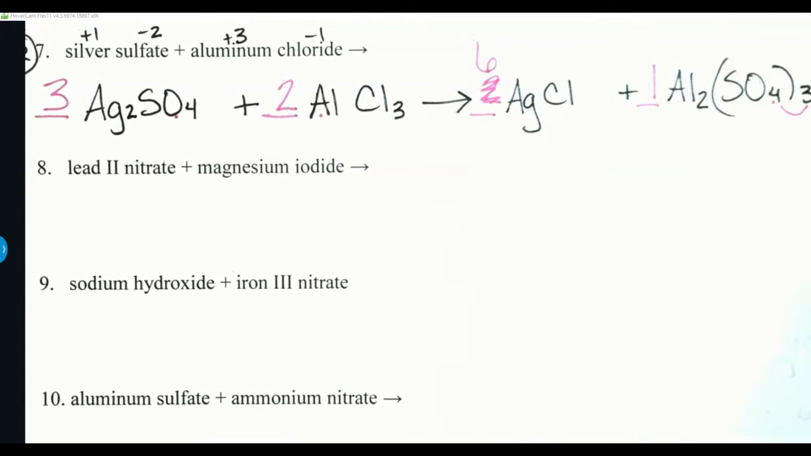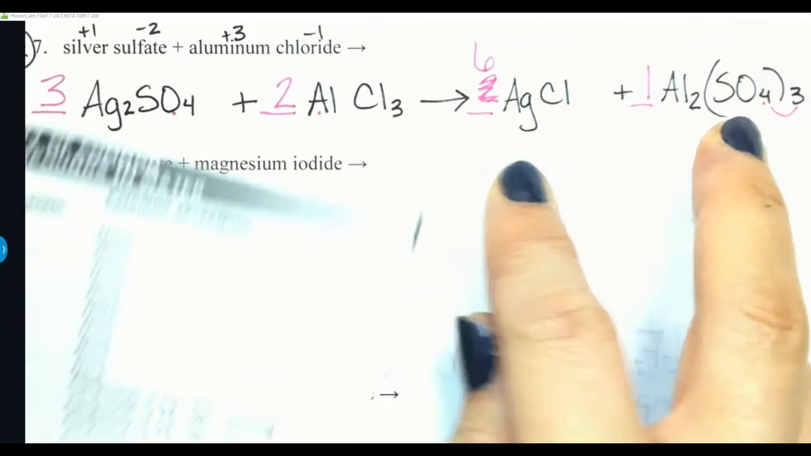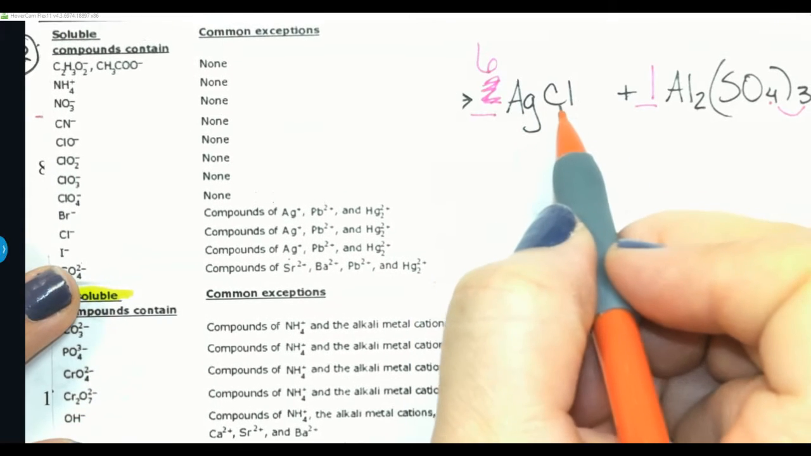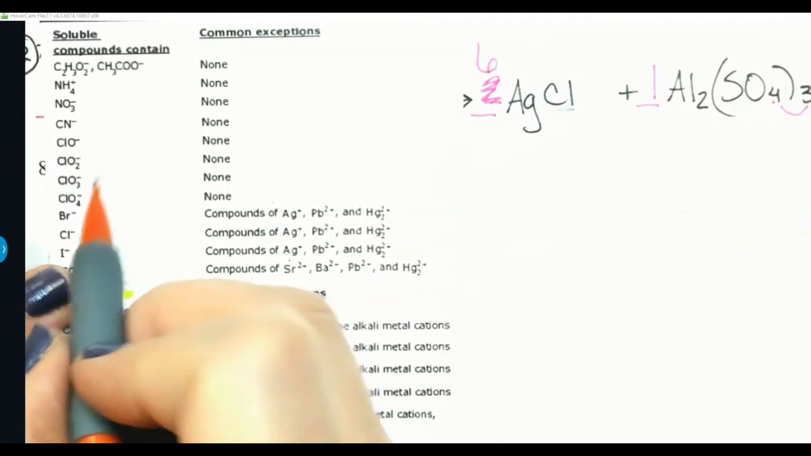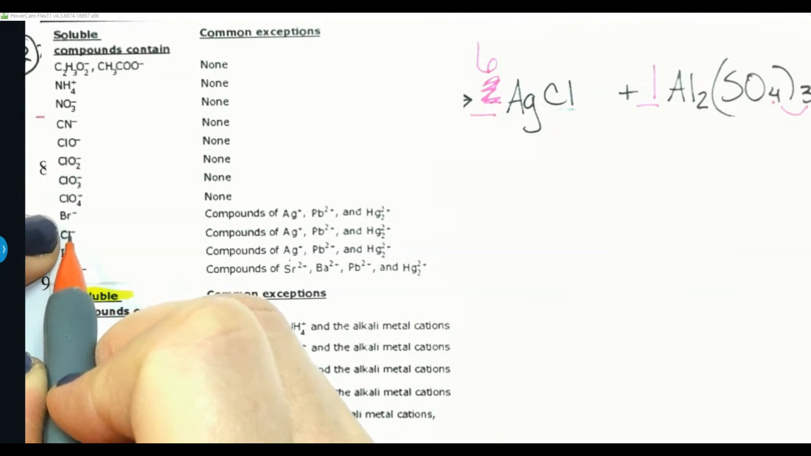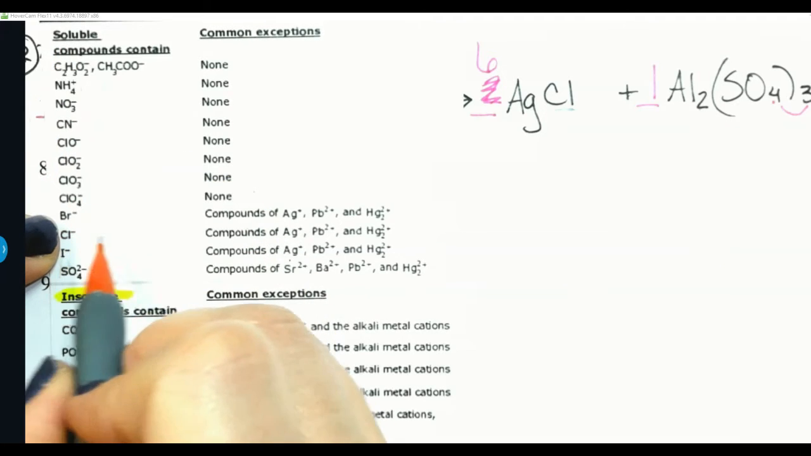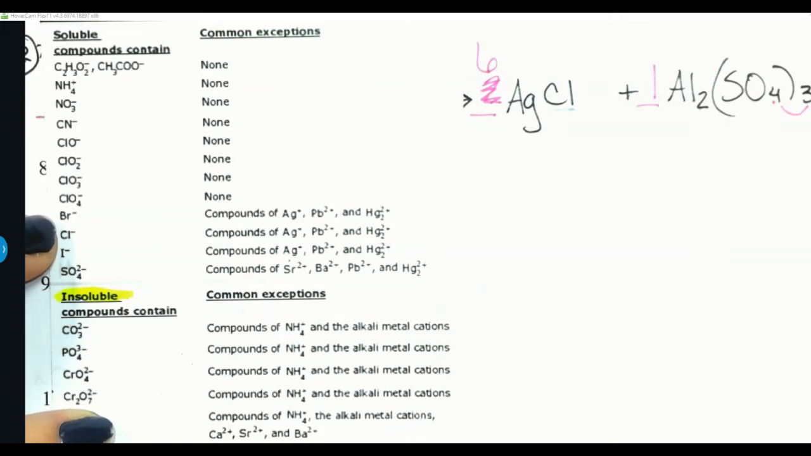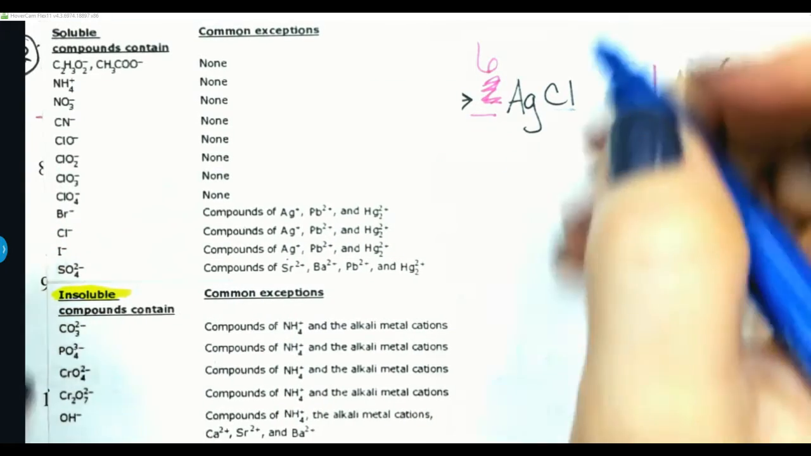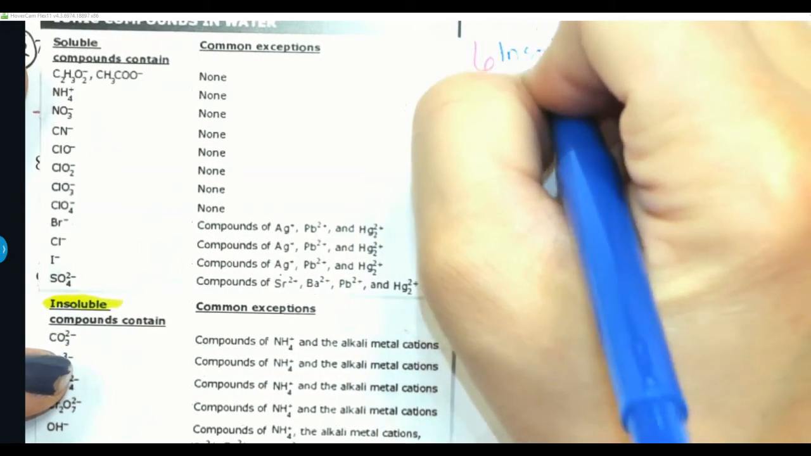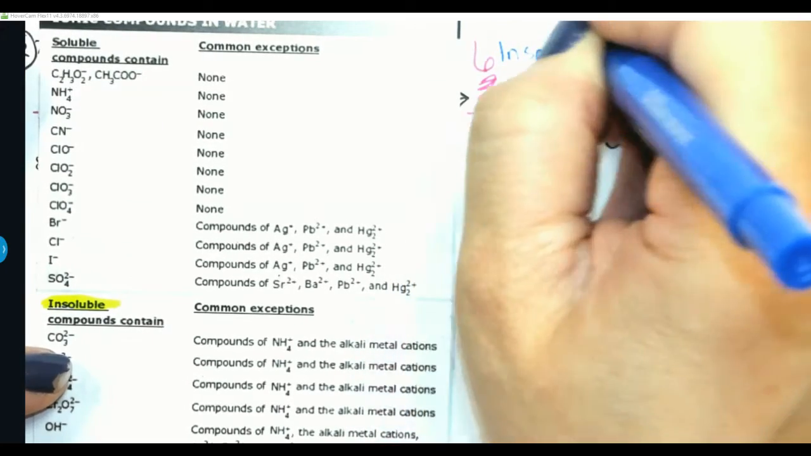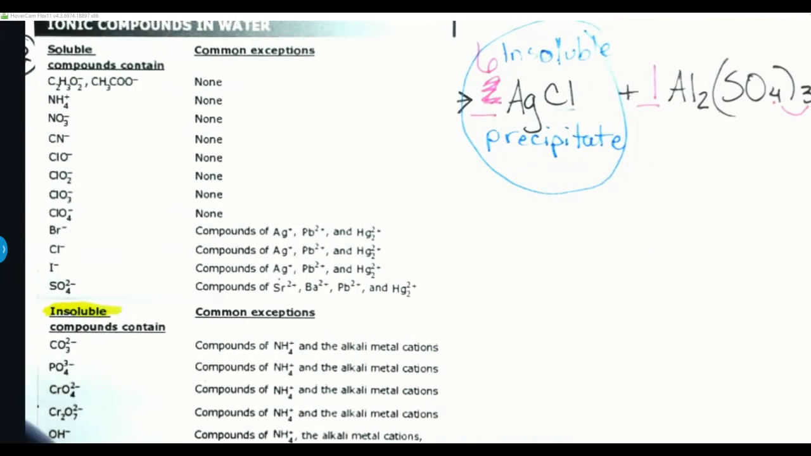Now we're going to determine which of these 2 products is a precipitate by using the solubility rules. So notice that silver chloride, we have chloride is what I want to look for, which is there. And chloride is soluble except with silver. So that's going to make this an insoluble compound, which makes it the precipitate. And so that's our precipitate.